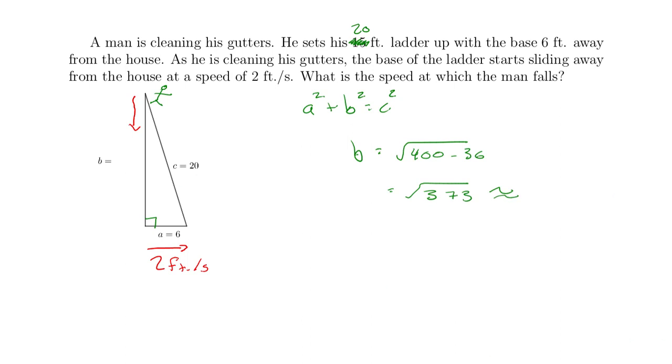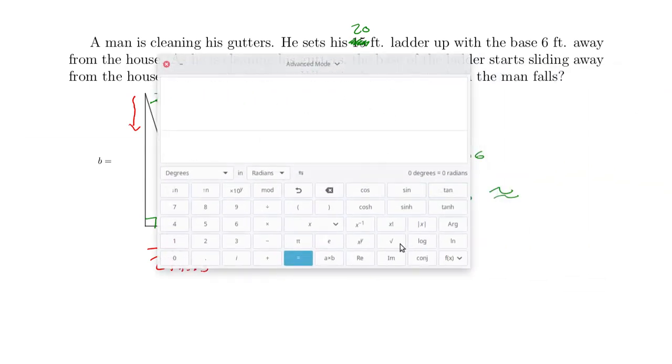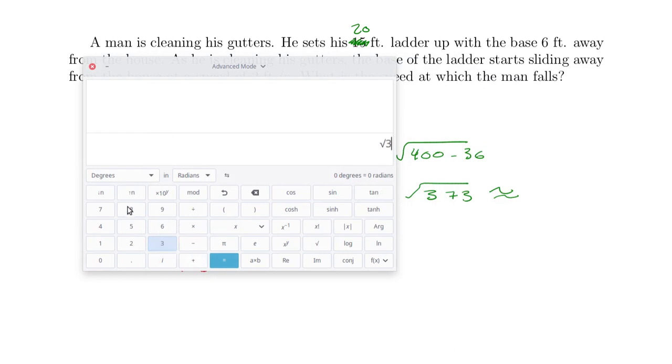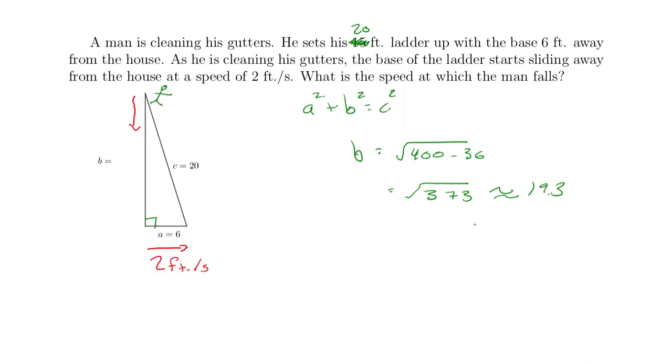I'll bring up my calculator. Here we go. And we'll say square root of, what was it? 364. So approximately 19.3. Let's just say that. So 19.3 feet up in the air.